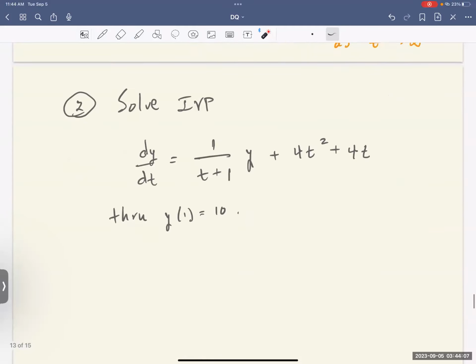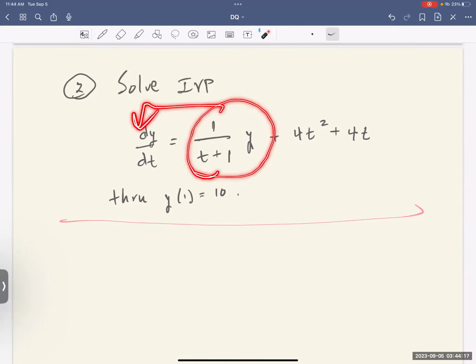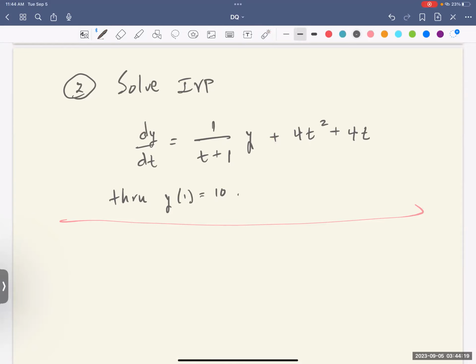All right, so let's solve one together and go from there. First thing we need to do here is put this in standard form. So this term needs to go to the left side. We would need dy/dt minus 1 over t plus 1 times y is 4t squared plus 4t.